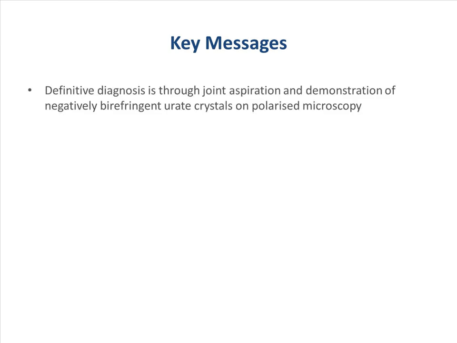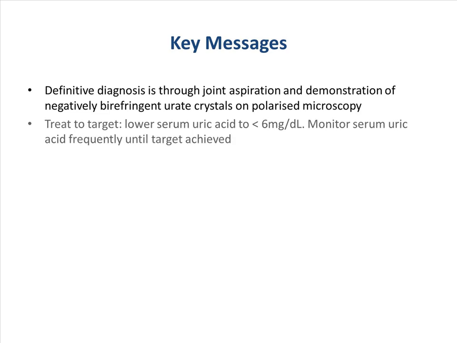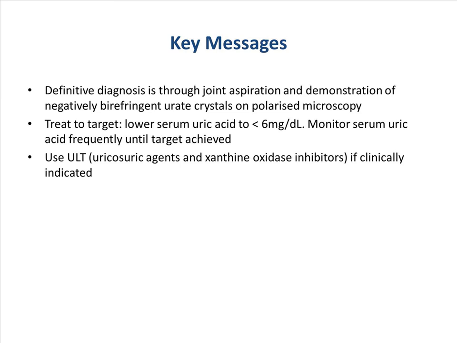Finally, we have some take-home messages. Definitive diagnosis is through joint aspiration and demonstration of negatively birefringent urate crystals on polarized microscopy. In treating to target, aim to lower serum uric acid to less than 6 mg per deciliter or less than 0.36 millimoles per liter. Use urate-lowering therapies such as xanthine oxidase inhibitors and uricosuric agents if clinically indicated.